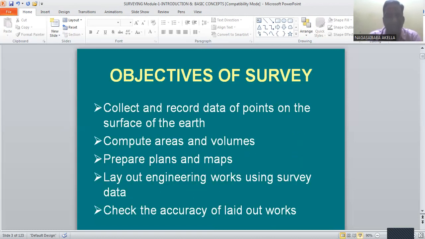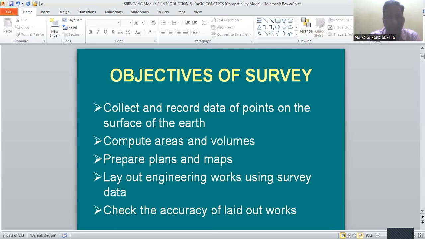So what are the objectives of survey? You have to collect and maintain a record of the data you have collected on the surface of the earth, calculate areas and volumes in the office, and prepare drawings like plans and maps in the office. A plan is a pictorial representation of your data collection in the form of a drawing. A plan is drawn to a small scale and a map is drawn to a large scale. A building plan, etc., comes under plans. India map, world map, etc., come under maps. So these are drawn to suitable scales.